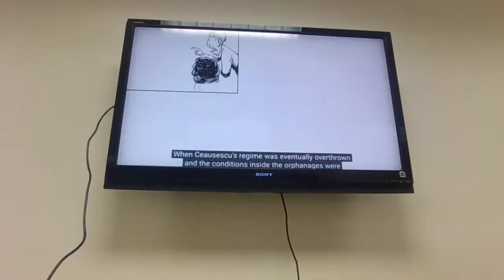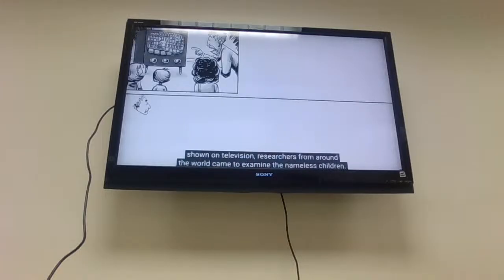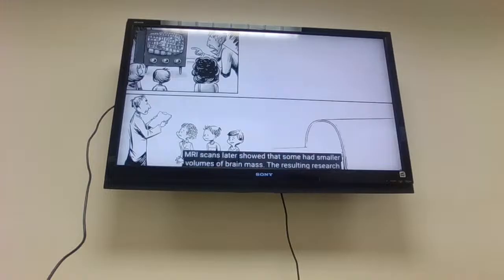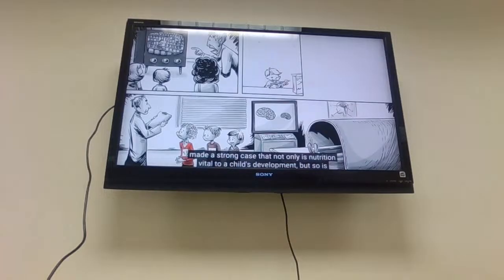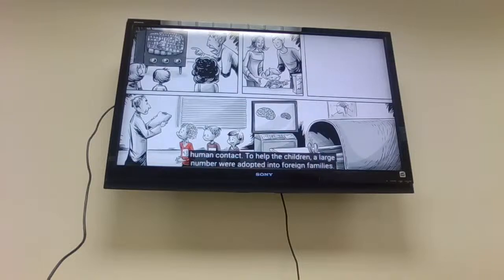When Ceausescu's regime was eventually overthrown and the conditions inside the orphanage were shown on television, researchers from around the world came to examine the nameless children. MRI scans later showed that some had smaller volumes of brain mass. The resulting research made a strong case that not only is nutrition vital to a child's development, but so is human contact. To help the children, a large number were adopted into foreign families.